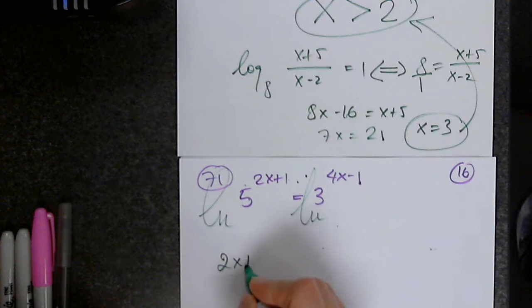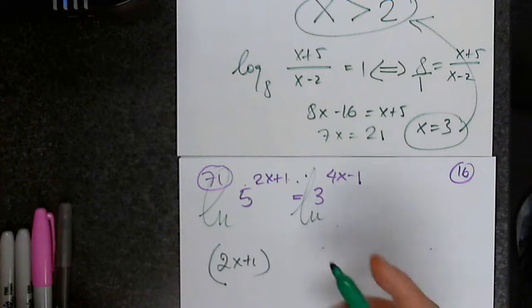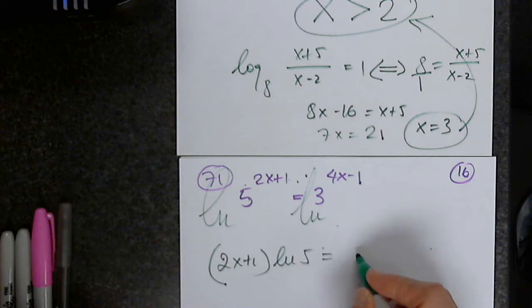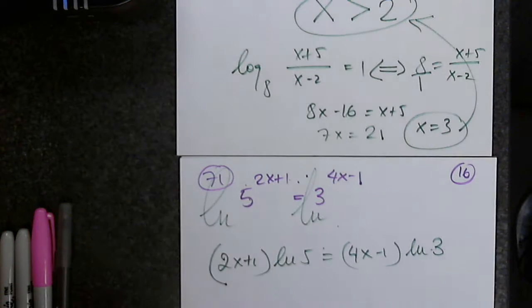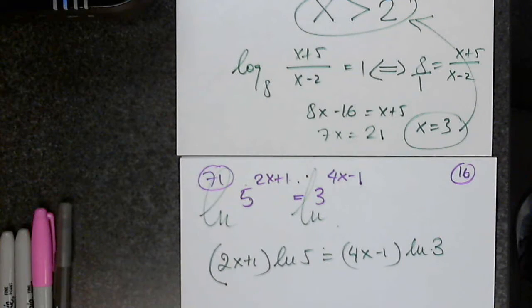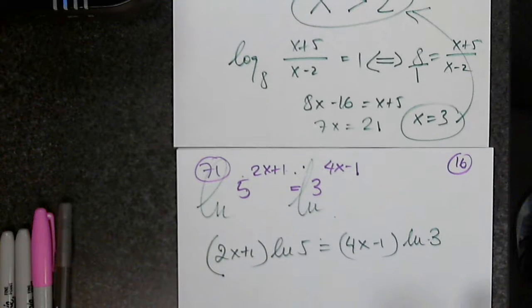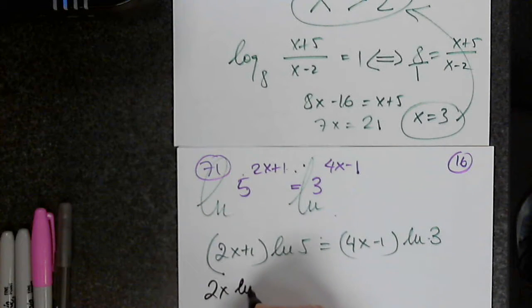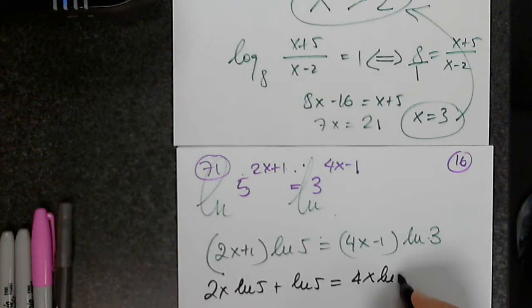So this will be 2x plus 1 in parentheses. If we don't write parentheses, we mess up the whole thing. Natural log 5 equals 4x minus 1 times natural log 3. Now I have to distribute this little number. It looks fancy, but it's just a number. So I have 2x natural log 5 plus natural log 5 equals 4x natural log 3 minus natural log 3.